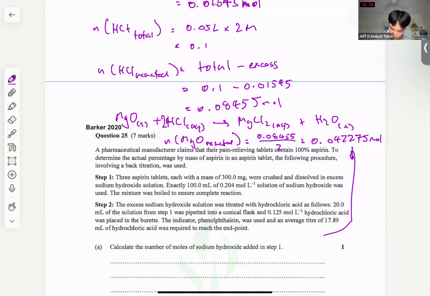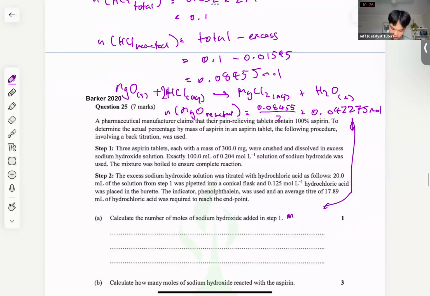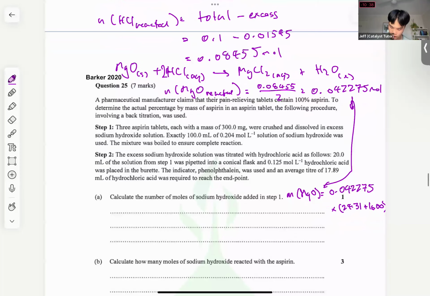So excuse the extended working. The mass of magnesium oxide we have is 0.042275 times by 24.31 plus 16 for the molar mass of magnesium oxide. And that's going to give us 1.704105 grams, being sure to keep your numbers exact through your working.